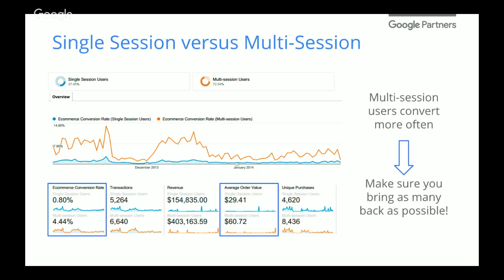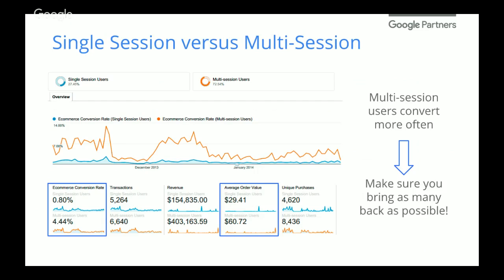So we can look at single session users versus multi-session users. It's a very useful report to look at. It's using segments because multi-session users tend to convert more often. I think you should be seeing the same trend within your own analytics account. You can get to this report by going to conversions, then the sub-tab e-commerce, and just going to overview.